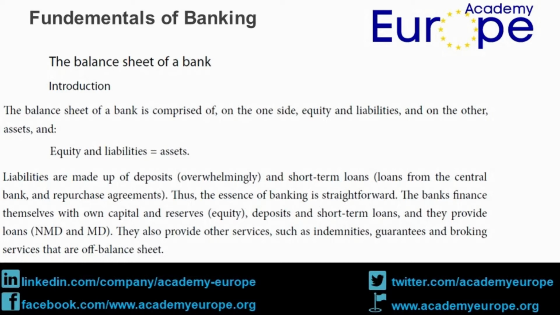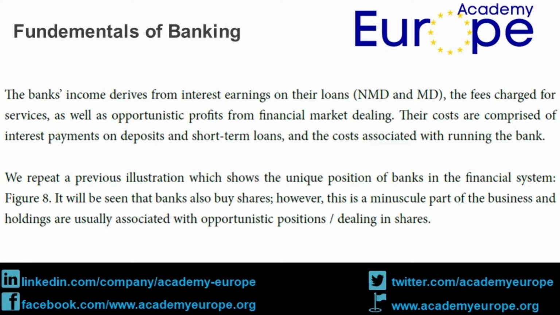The banks finance themselves with own capital and reserves, equity, deposits and short-term loans, and they provide loans, NMD and MD. They also provide other services, such as indemnities, guarantees and broking services that are off balance sheet. The bank's income derives from interest earnings on their loans, NMD and MD, the fees charged for services, as well as opportunistic profits from financial market dealing. Their costs are comprised of interest payments on deposits and short-term loans, and the costs associated with running the bank.